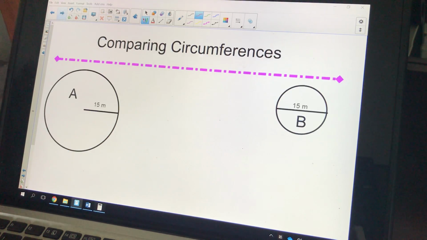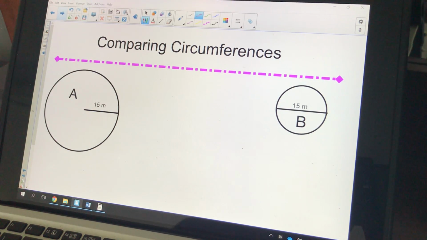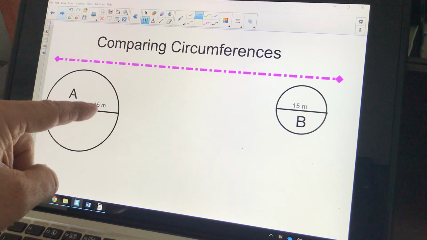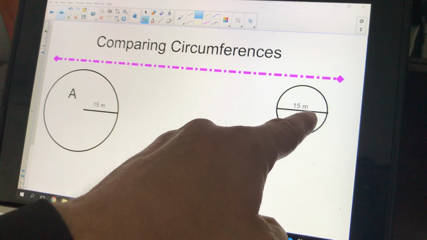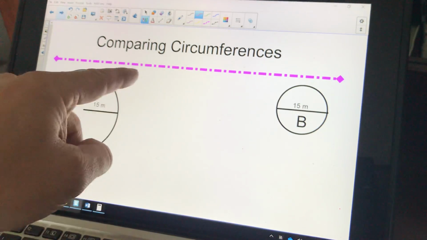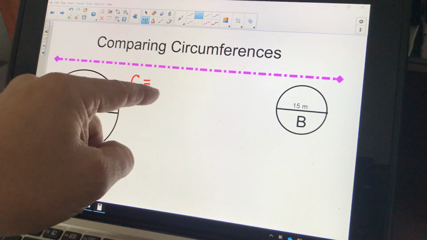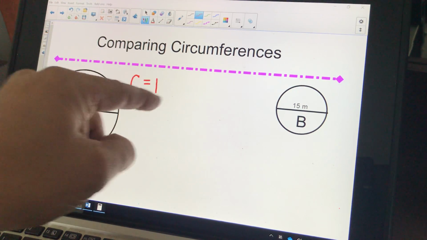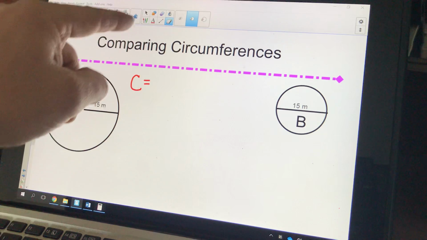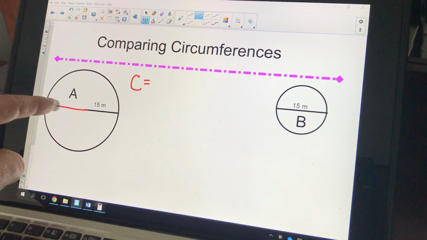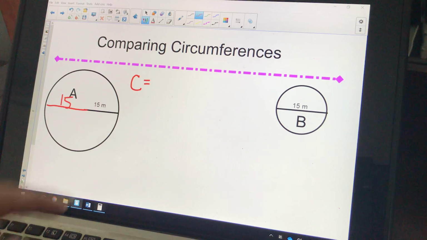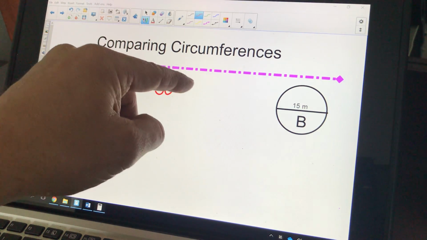And comparing circumferences. We have 2 different circles, circle A, circle B, and we just want to figure out how much bigger circle A's circumference is. The first thing you'll notice is that the radius of A is the same as the diameter for B. So I'm going to find the circumference of A, and I can't use 15. I almost made the worst mistake possible. The circumference needs the diameter. This time it's 30 pi.